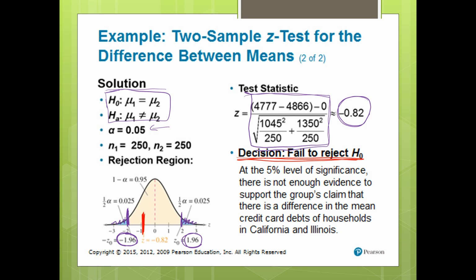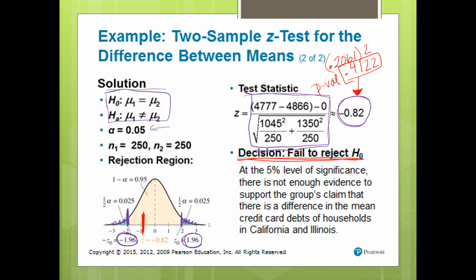Now, if you're doing a p-value, let's look at this. Our p-value is found, if you're using your z-chart, by looking up negative 0.82. When you look up negative 0.82 on your z-chart, you're going to find a left area of 0.2061. See if you can find that right now. But this is a two-tailed test, and that is the left area, so we have to multiply by 2. That gets us to 0.4122. So that's our p-value.